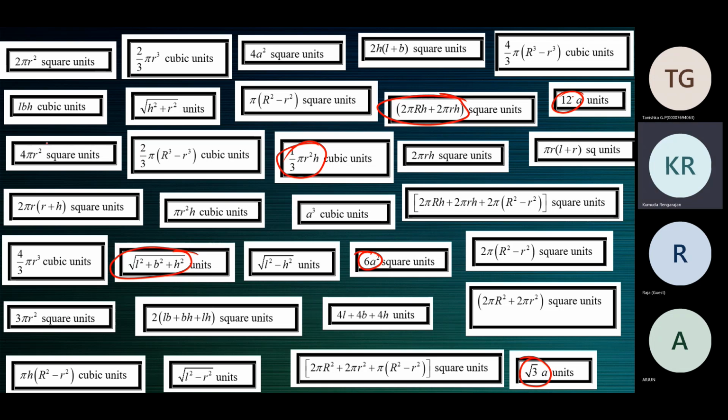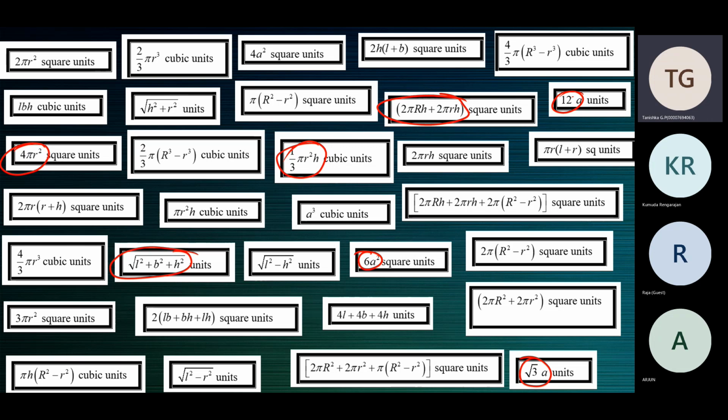What is 4 pi r square? Total surface area of a sphere. Good.